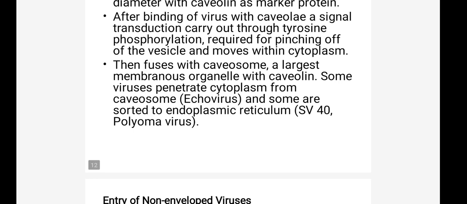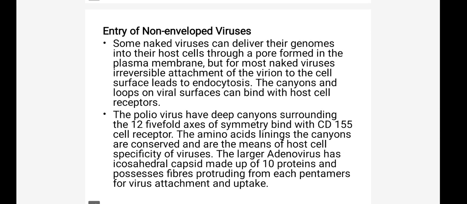Now all of these are considered to be receptor mediated endocytosis, because whenever there is receptor interaction, then and only then is there the endocytosis process. For that purpose, this mechanism is considered to be receptor mediated endocytosis.